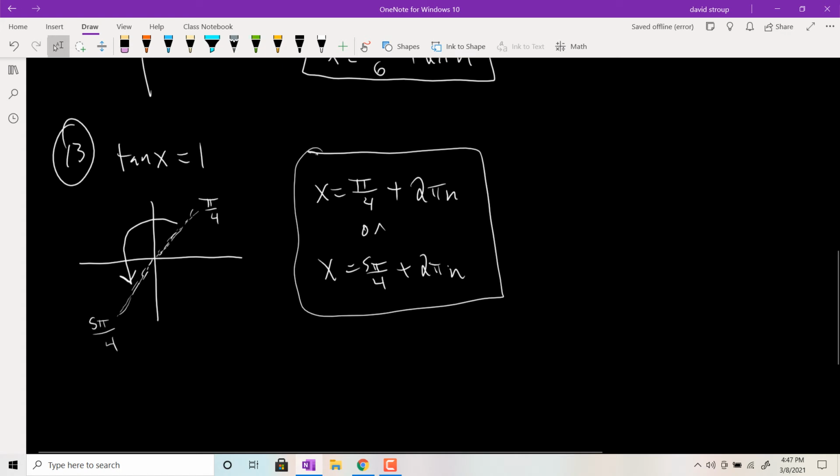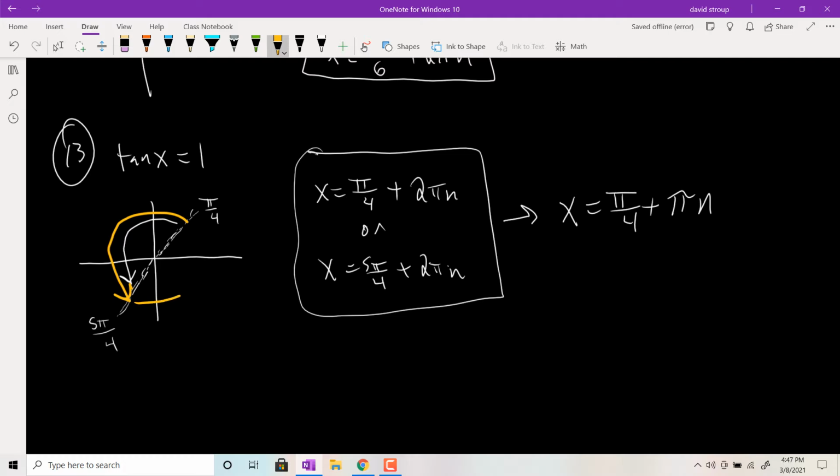So it turns out if you have this nice uniform distance between the two angles, and there looks to be a kind of symmetry going on, you could simplify it into one thing. You could just say x equals pi over 4 plus multiples of pi, so pi n. And you see it works, because if you add 1 pi to pi over 4, you get 5 pi over 4. If you add 2 pi, you're back to where you started. And if you add 3 pi, you get one of these pi over 4s.